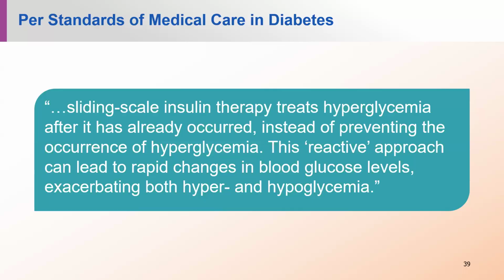And then they'll say, oh, okay, well, if I was in the hospital, we would put this person on sliding scale insulin and we would take care of it that way. And that, of course, is incorrect. And it is a really, really dangerous way of treating hyperglycemia.